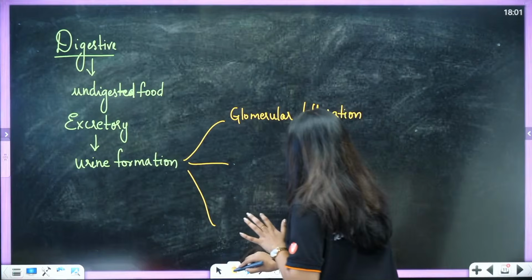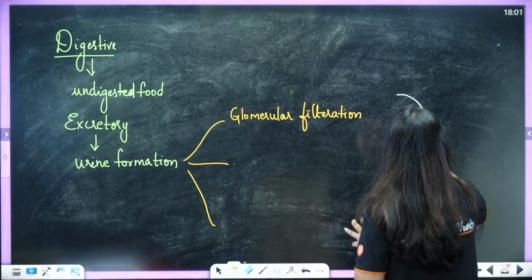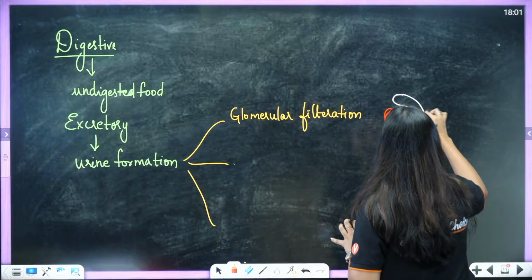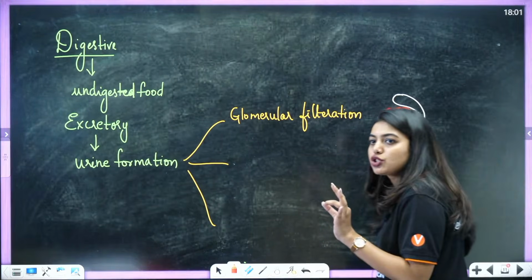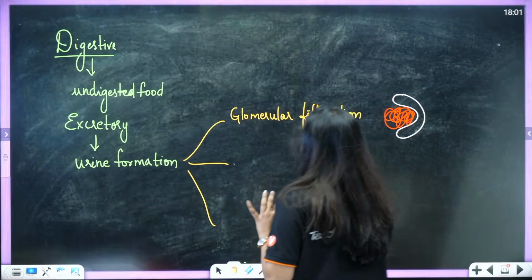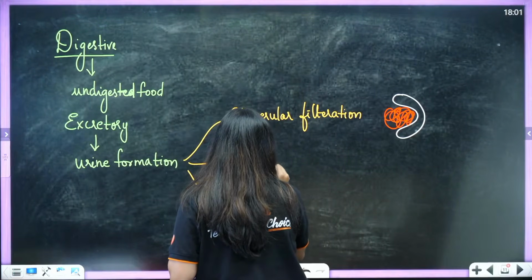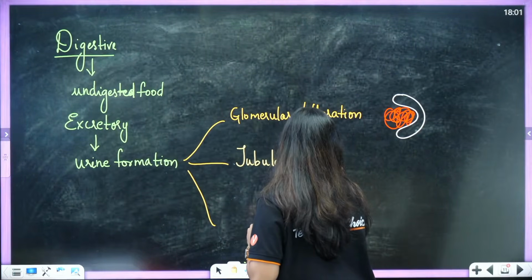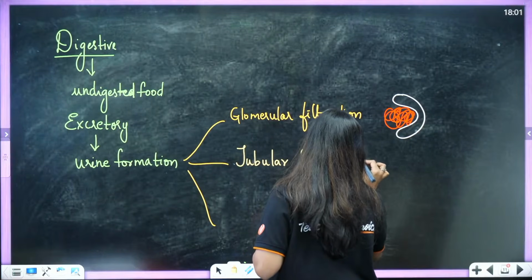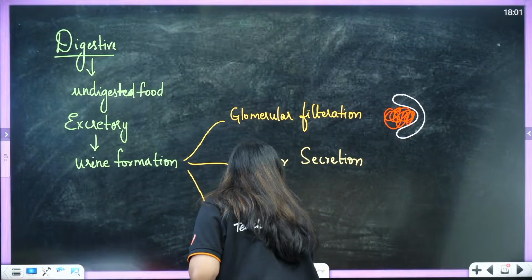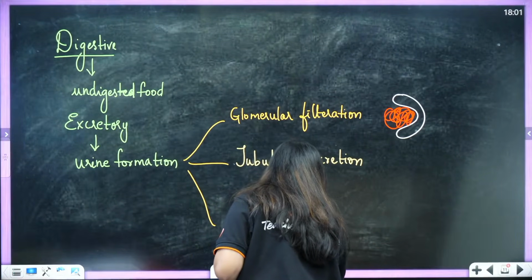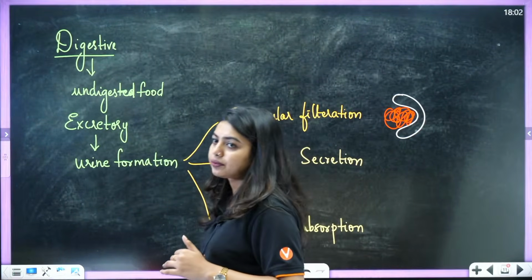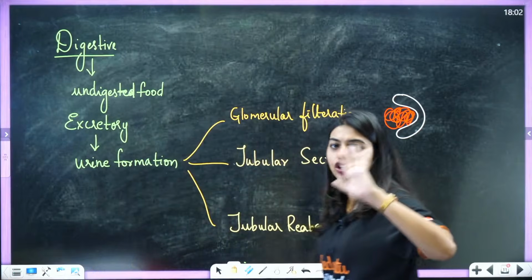Glomerular filtration happens in your Bowman's capsule, right? Inside that, you have a set of blood capillaries called the glomerulus. Here it happens. After that it goes to the next step, so next will be tubular secretion or tubular reabsorption. Got it? So, tubular reabsorption, then your tubular secretion will come.